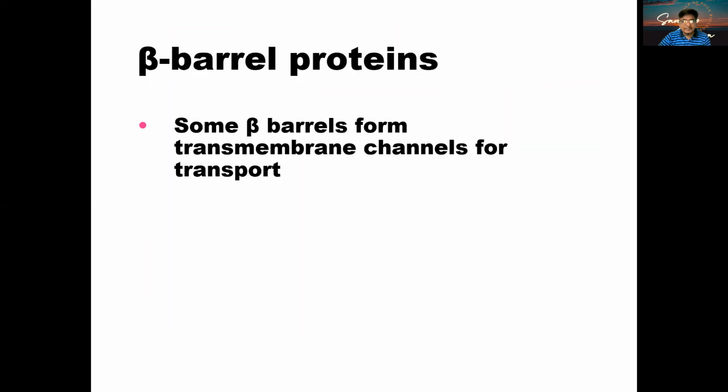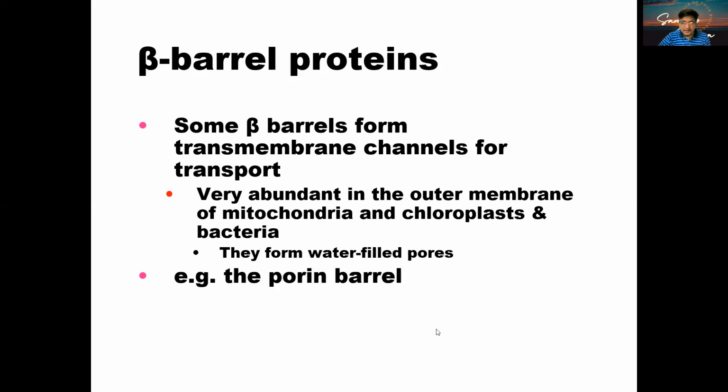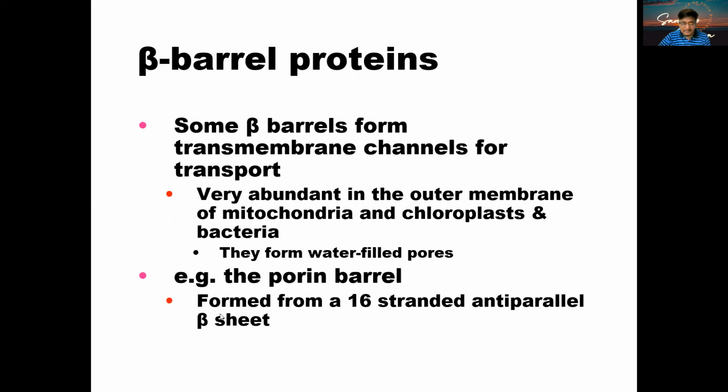Especially beta barrel proteins form the transmembrane channel, especially in the outer membranes of bacteria, mitochondria or chloroplasts, because of porins. You just have a beta sheet and you can just roll it over, so that such kinds of water-filled pores can be formed. These are called porin barrels. Usually they have 16 strands of antiparallel sheet, which is rolled over, and they make a cylindrical structure.